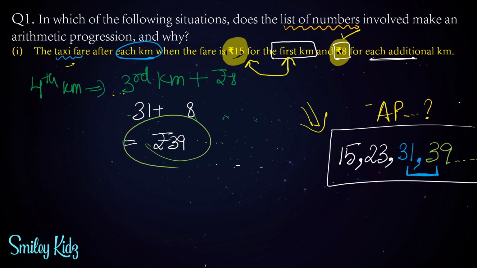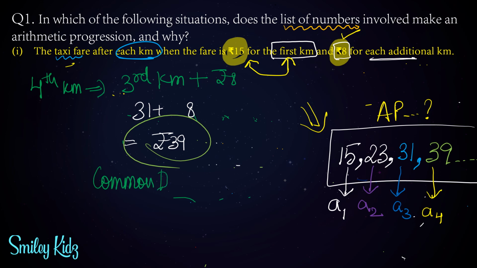First, let's label the terms. The terms in AP are labeled as, let's suppose, say 15. 15 is your first term, so it is represented by A1. 23 is your second term, represented by A2. Then we have 31, which is your third term, represented by A3. And then we have 39, represented by A4. Now, how do we find the common difference? Once you find the common difference, and you see that the difference between any two numbers turns out to be the same, then the given set is an AP.